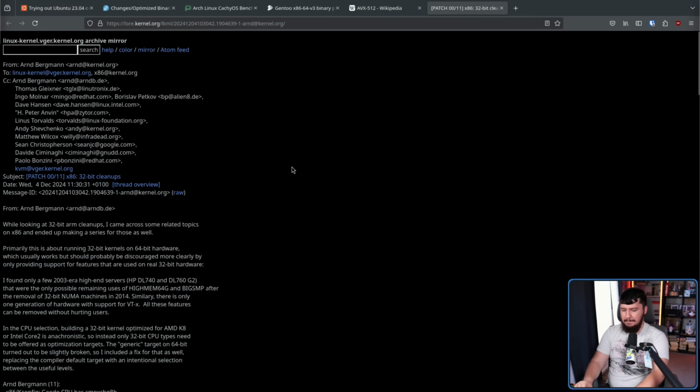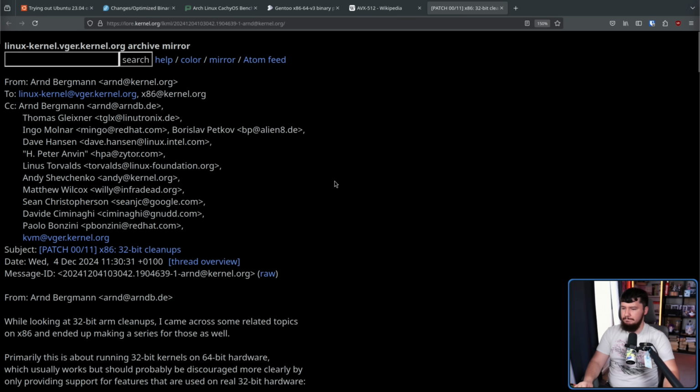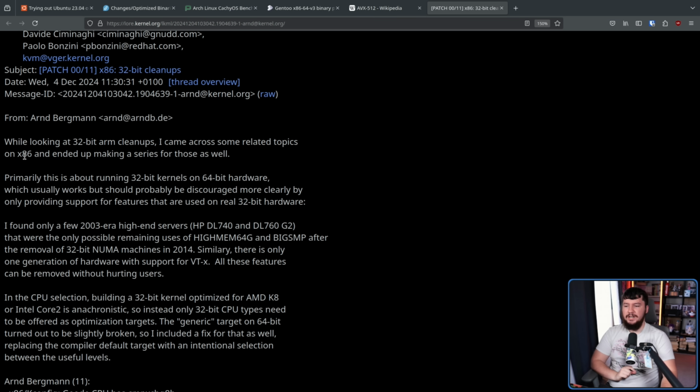Now, the reason why we're talking about this is because of a discussion that happened in the kernel, a patch that's sent up by Arnd Bergmann. "While looking at 32-bit ARM cleanups, I came across some related topics on x86 and ended up making a series for those as well. Primarily, this is about running 32-bit kernels on 64-bit hardware, which usually works, but should probably be discouraged more clearly by only providing support for features that are used on real 32-bit hardware."